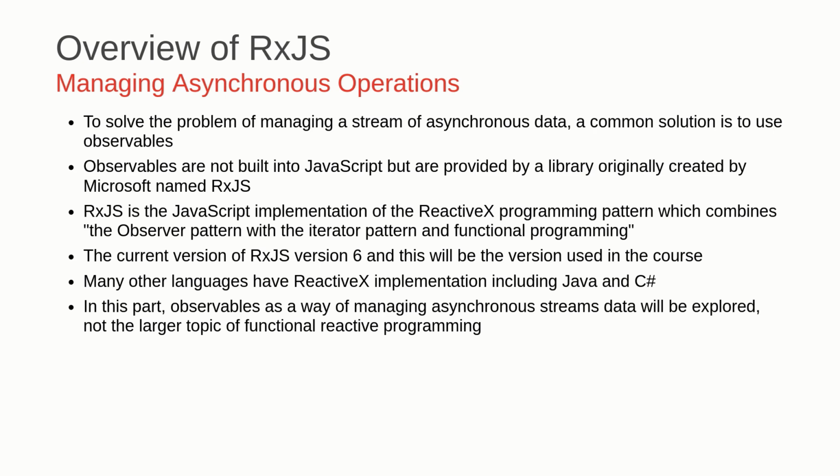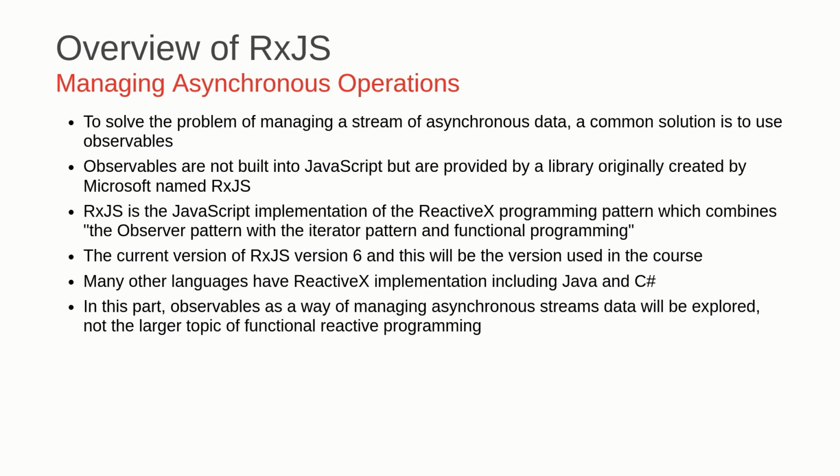Now, RxJS was originally created by Microsoft, and it's used in all types of different situations. It can be used for traditional web applications, but you could also use it when doing Node application development too. Now, the underlying idea behind RxJS is something called ReactiveX programming, and ReactiveX programming is not limited to JavaScript. There's actually C# libraries, Java libraries, Python libraries, a whole host of other libraries that make use of this ReactiveX programming pattern. RxJS is just the implementation of this pattern in JavaScript.